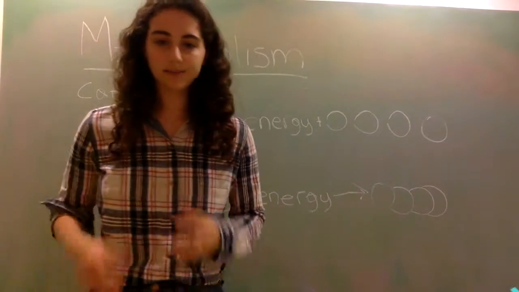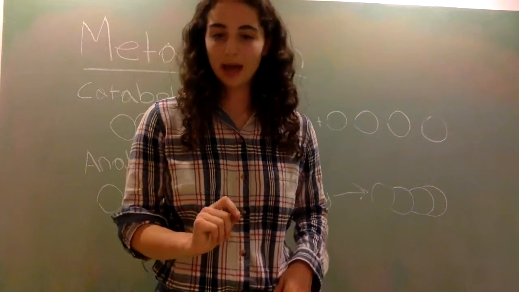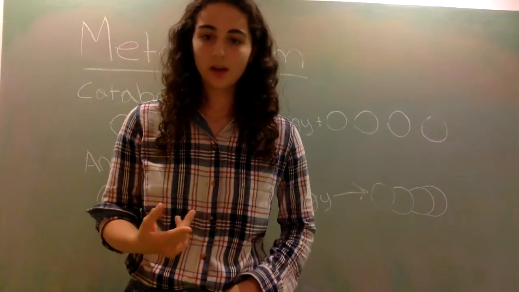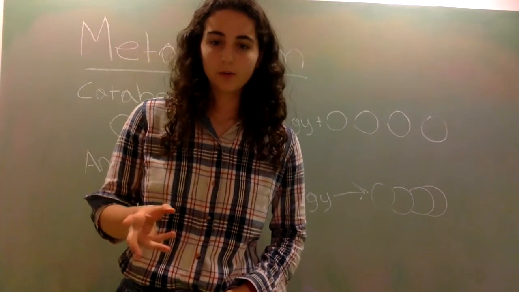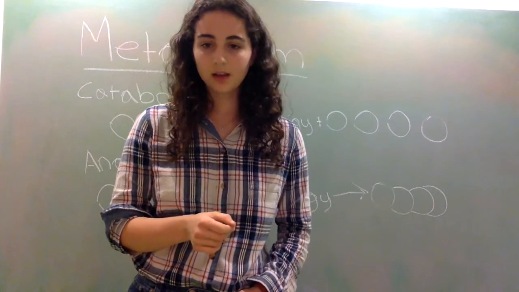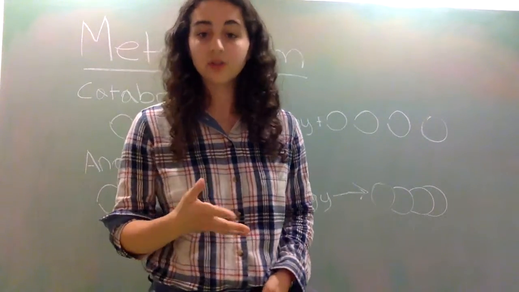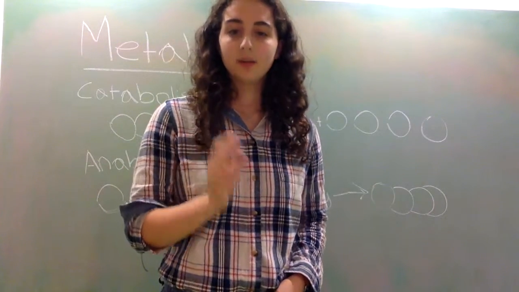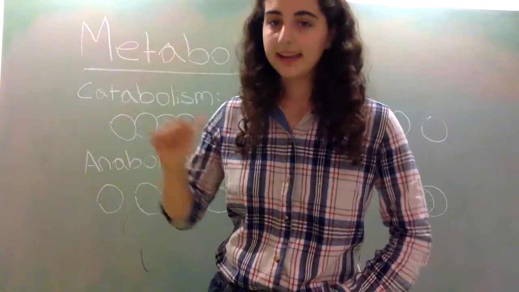Now for catabolism. Catabolic pathways involve the breakdown of complex molecules into simpler ones, resulting in the release of chemical energy stored between the bonds. An example of catabolic pathways is the production of ATP and the degradation of lipids to release energy. So I'm going to show you the catabolism diagram behind me.